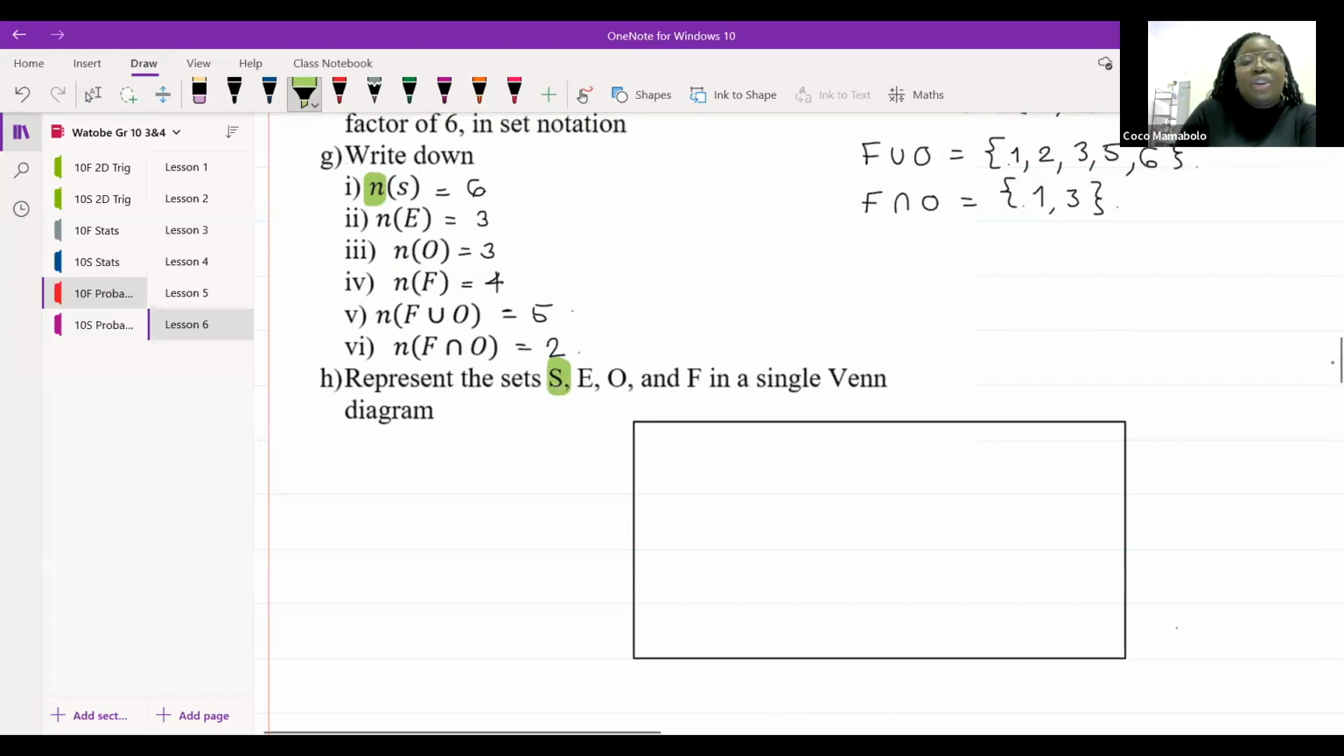That means how many circles do we need to have in the middle? Just 1. E is going to be a circle. What else is going to be a circle? O is going to be a circle. Okay, good. And what else is also going to be a circle? F. Correct. So we're going to have E, O, and F.